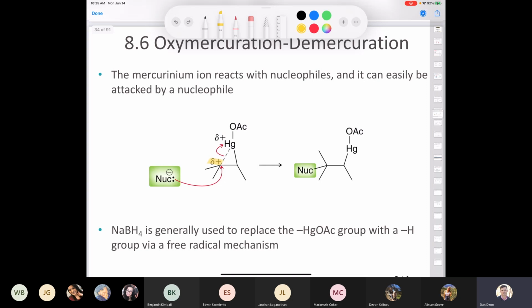Then you treat it with sodium borohydride, and it's not magic, it just removes the mercury and the acetate, but it occurs via a free radical mechanism, which is not covered in chapter 8 of our textbook. Okay, so basically you take this and then you just treat it with sodium borohydride, and that will just remove this. Okay, like that, and then you end up with a hydrogen there in its place. All right. So again, the mercurinium ion doesn't undergo a rearrangement, but it is susceptible to reaction with nucleophiles.